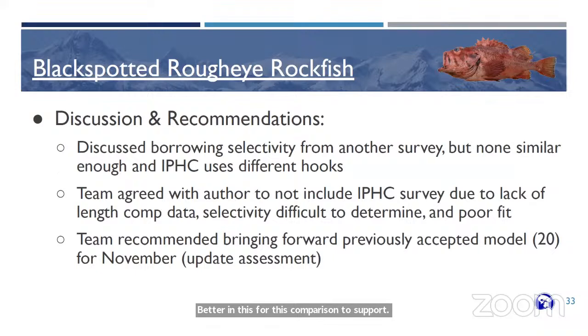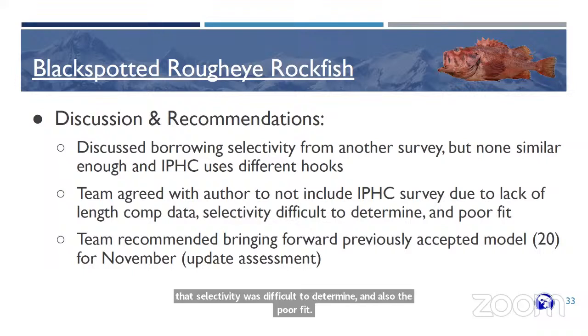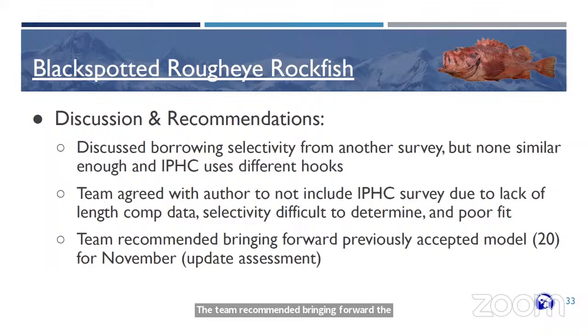And then the team discussed borrowing selectivity from another survey. There wasn't really one that was similar enough. And also the IPHC survey set line uses different hooks. The team agreed with the author to not include the IPHC survey due to the lack of length comp data as well, and that selectivity was difficult to determine, and also the poor fit. The team recommended bringing forward the previously accepted model 20 for November. So this kind of puts this into the update assessment territory.